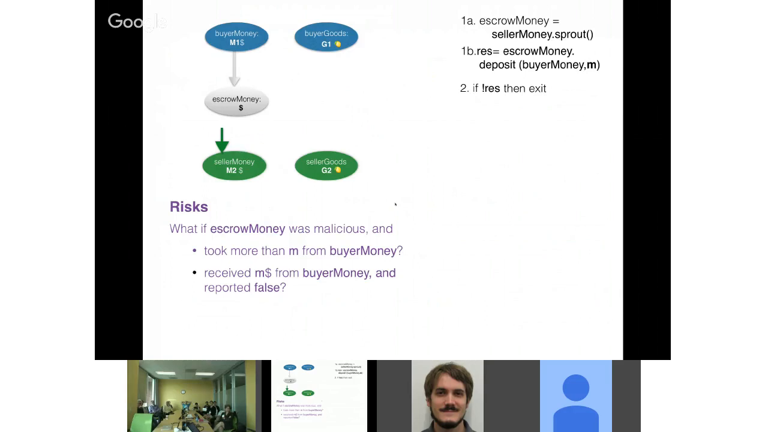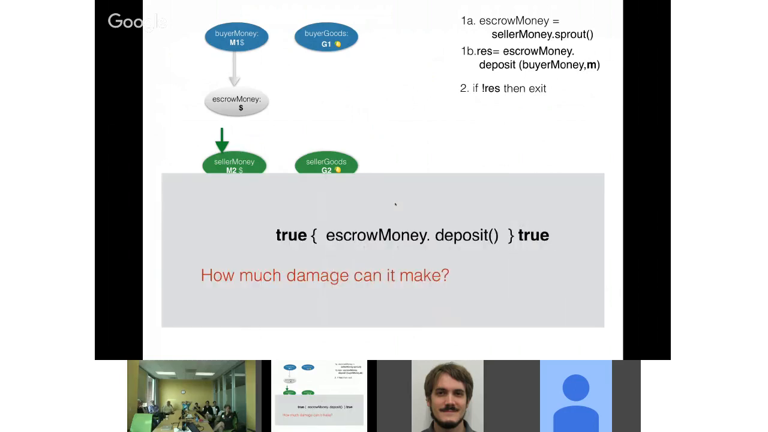Or it could take as much money as the buyer gives it, but then tell the escrow agent, actually, no, that buyer didn't give me any money. At which point the transaction, the escrow agent, following the algorithm, would presumably go on and abort, or if we're really unlucky, would abort in such a way that we got to keep all the money. So those are the risks.